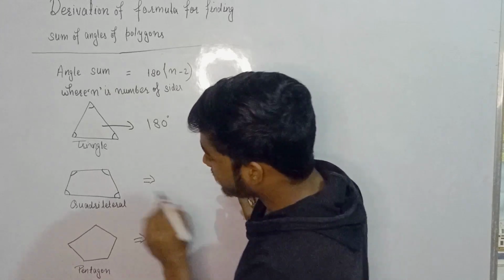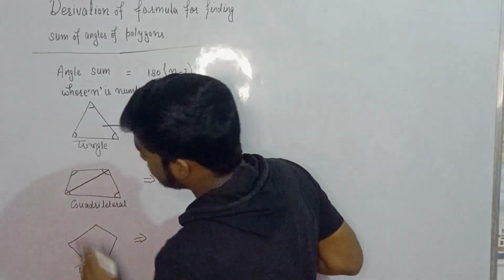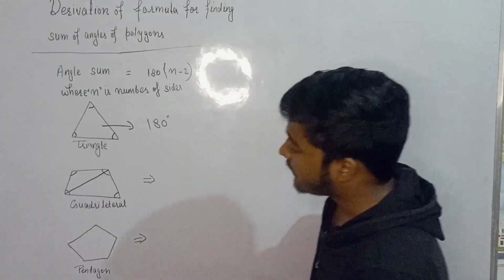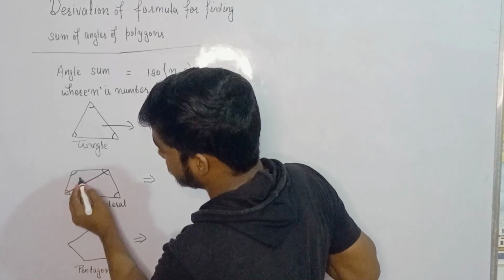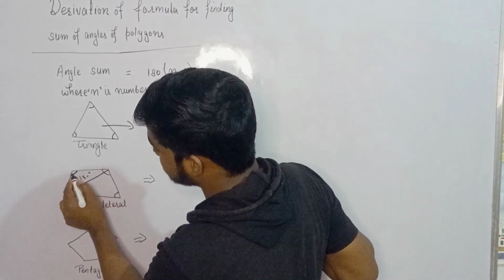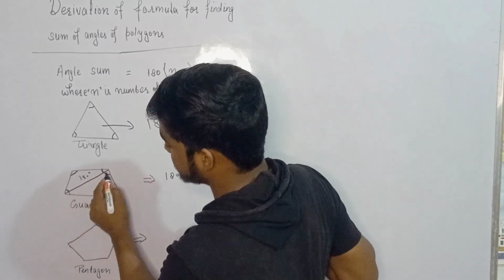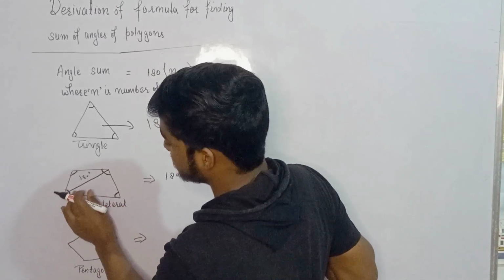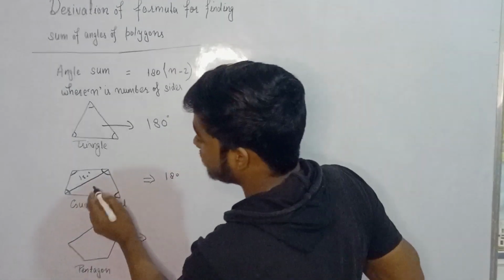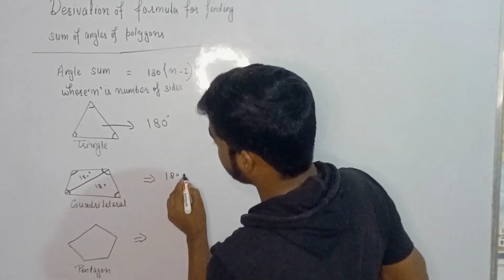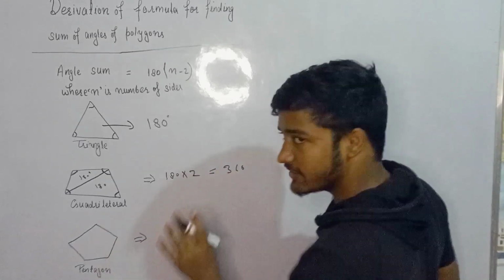You can see here in this quadrilateral, if we draw this line, how many triangles are formed? As you can see, two triangles. The sum of this and this and this is 180. And what is the sum of this angle and this angle and this angle? Because these angles are made in a triangle, it is 180. Then we can say 180 into 2, which gives us 360, right?